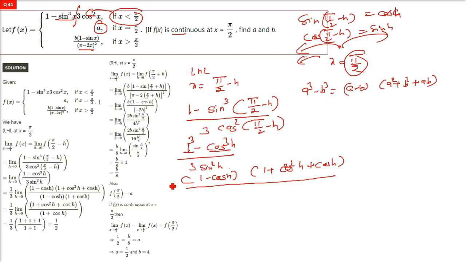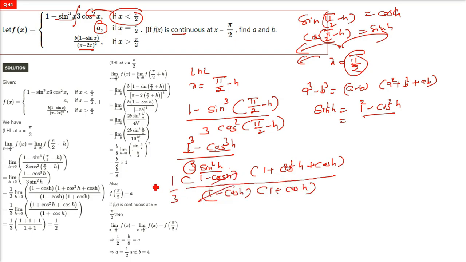So we already have 3 here, so we'll use this 3. And this is sin square h. Sin square h we can write as 1 minus cos square h, with 1 square. So 1 square minus cos square is 1 minus cos h, 1 plus cos h. Okay, so 1 minus cos h you can cancel out. 1 by 3 was already there.